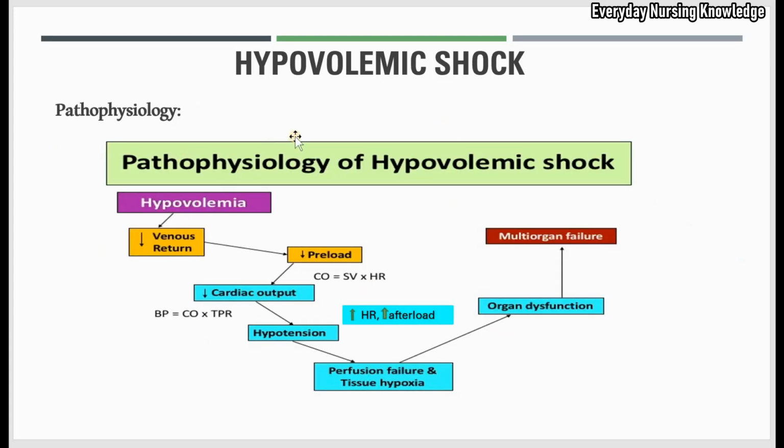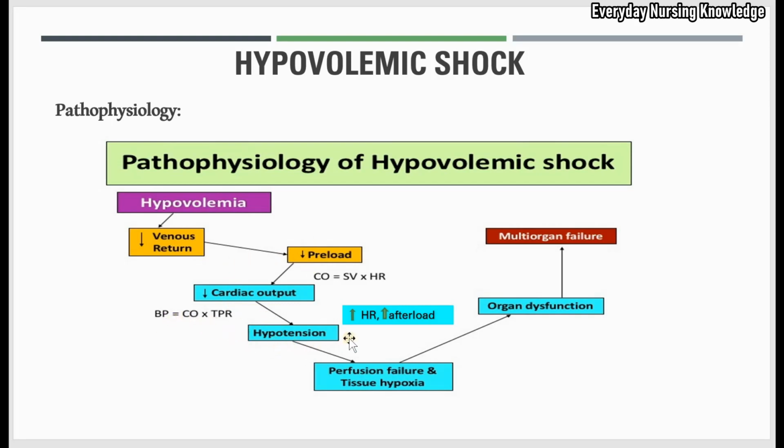Let's see the pathophysiology of hypovolemic shock. So in hypovolemic shock, there is decreased venous return, decreased blood return back to the heart. As a result, the preload decreases. Preload is the ventricular stretch, and it depends on the blood volume. So blood volume decreases, preload decreases, cardiac output decreases. When cardiac output decreases, the blood pressure drops because blood pressure depends upon the cardiac output.